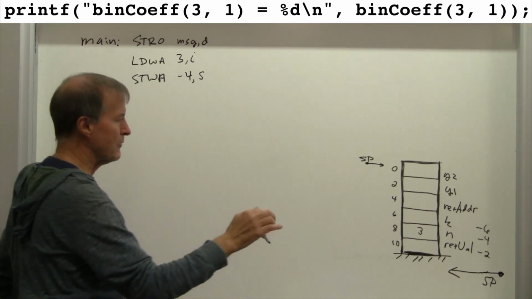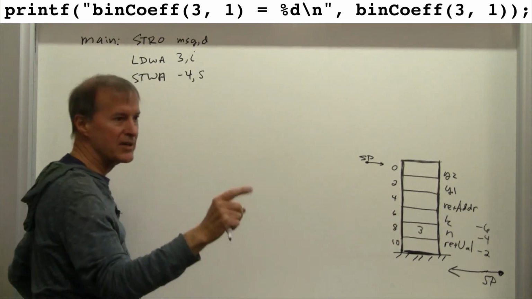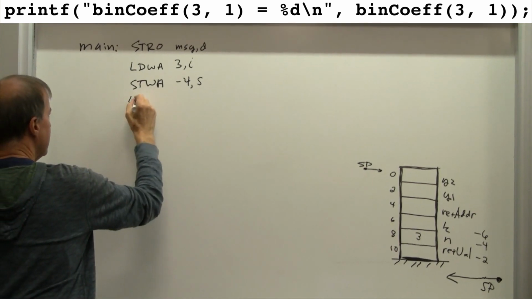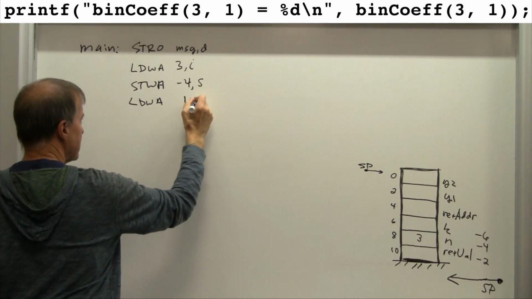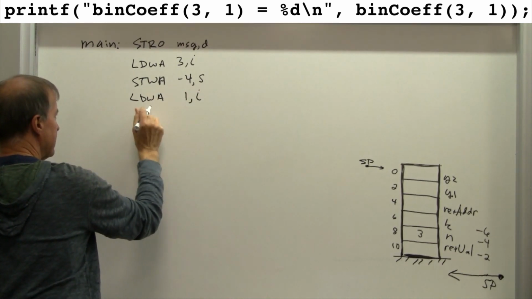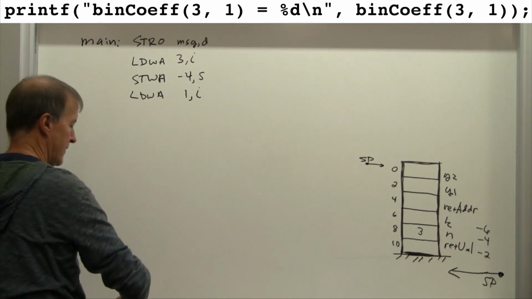Now, how do we get the 1 in here? So next. Load word accumulator. 1, addressing mode? Immediate. Next. Yes.